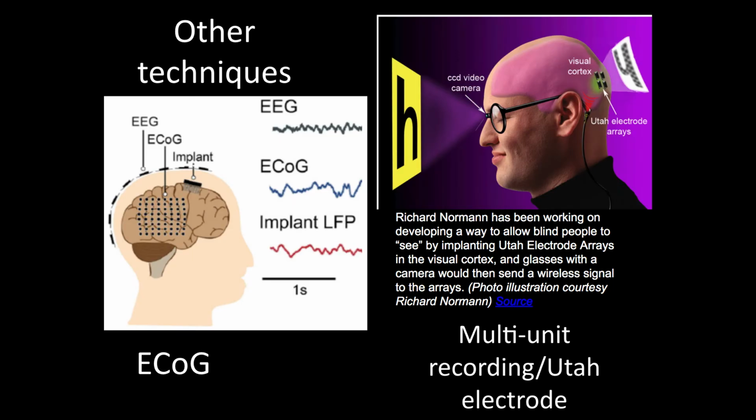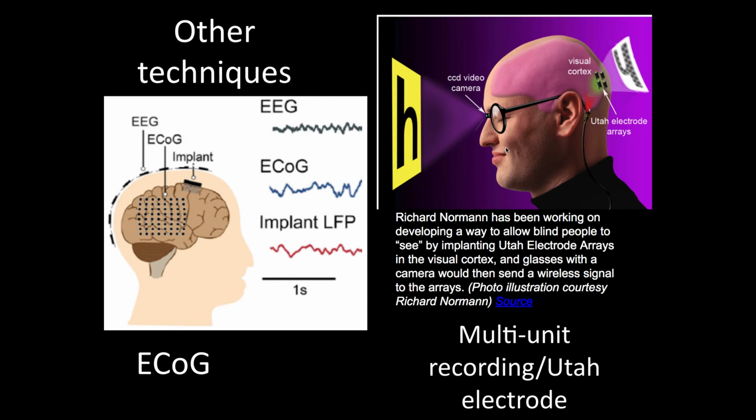Other really interesting techniques that are used, and these are not ones that you necessarily need to know about for the AP test, are an ECoG. Think of an ECoG as similar to an EEG, where you're measuring the electrical activity in the brain, but you're bypassing the scalp and actually implanting the electrode directly onto the brain and measuring the electrical activity that way. Another very interesting technique is called the Utah electrode, or a multi-unit recording.